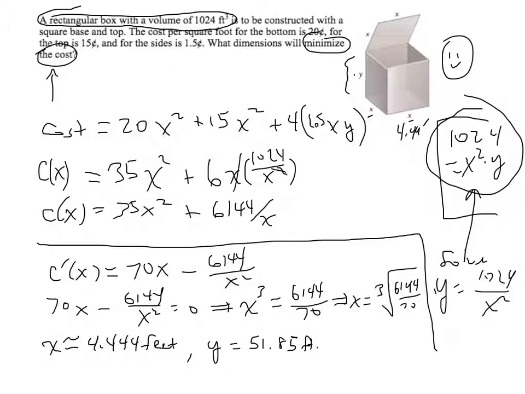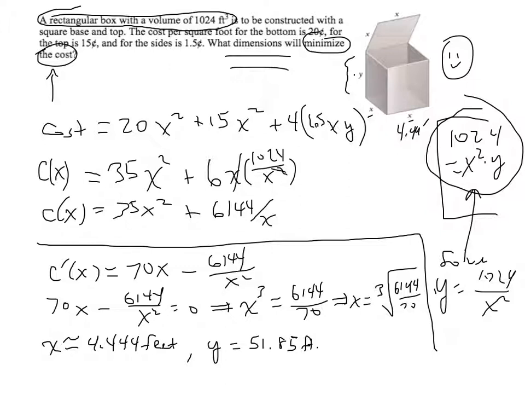If the question here is what are the dimensions, the answer is going to be that it's 4.44 by 4.44 by 51.85. Those are the dimensions. If it asks for the cost, don't forget that we can find that out by just plugging our 4.444 feet into the cost function into here. And it looks like that's about $21. So that's about how much it costs to make this big box.